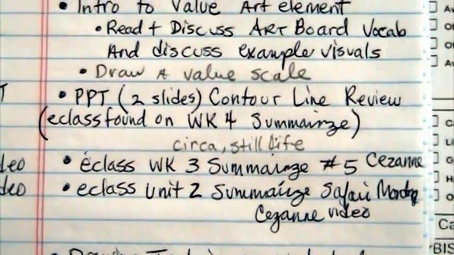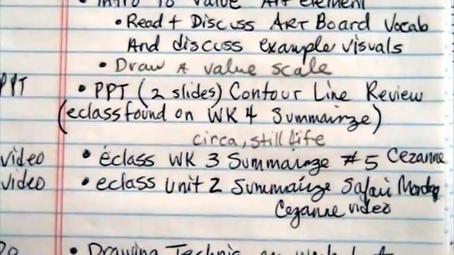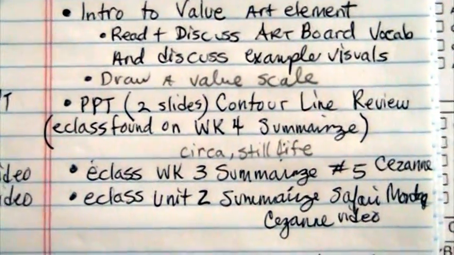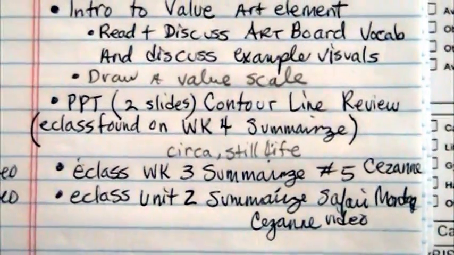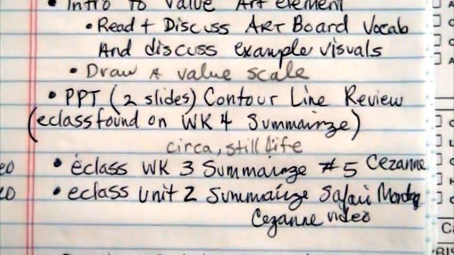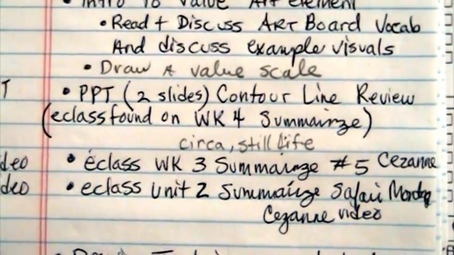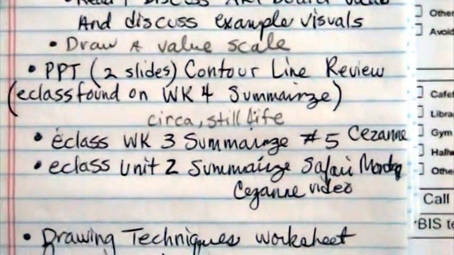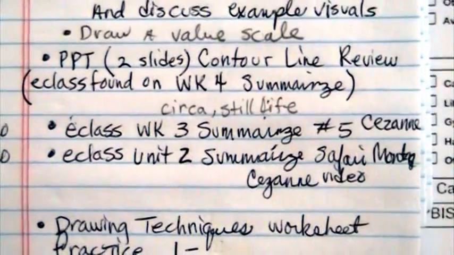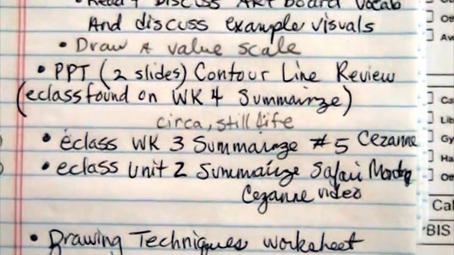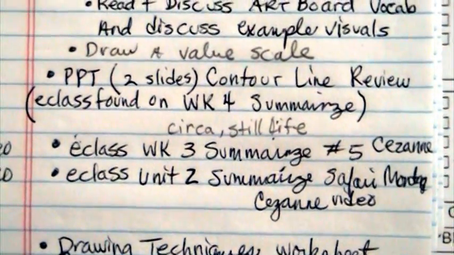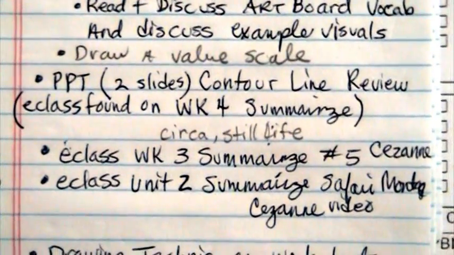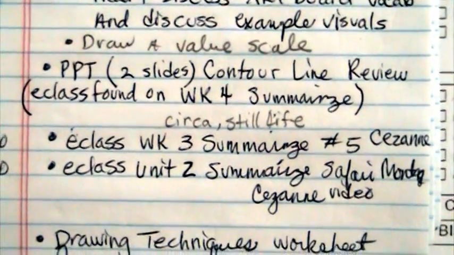We went to eClass and found week 4, the summarize section, and watched a couple videos on Paul Cézanne. Talked about what c. means, or circa. We reviewed what the differences between still life, portrait, and landscape genres were. We went to eClass week 3 summarize, and if you scroll all the way down to the bottom, number 5 is a very short Cézanne video. Watch the first 3 or 4 minutes of that. Be able to identify his work and what Impressionism is.